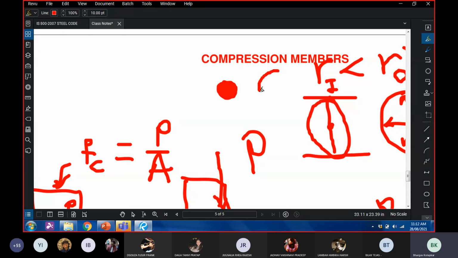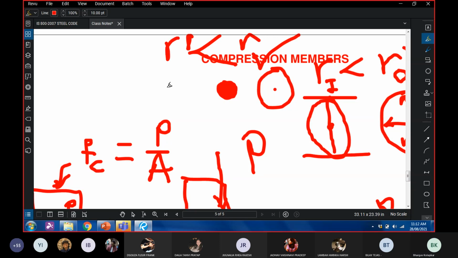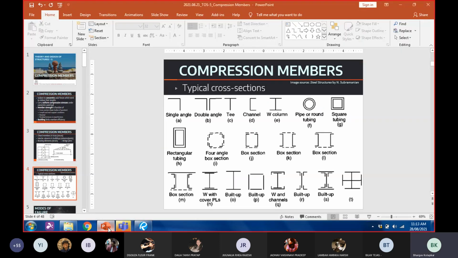You use the same area and then you just convert it into a hollow circular section. This is going to take a much higher load than this because now you have distributed the particles at a larger distance from the centroidal axis, meaning that this will have a value of R which is greater than this R. Is it clear?